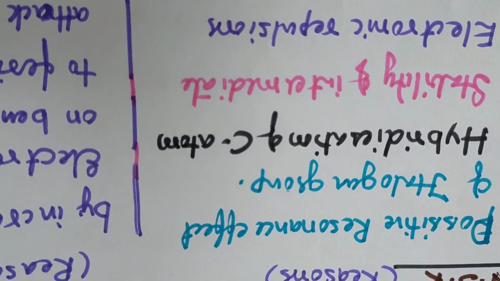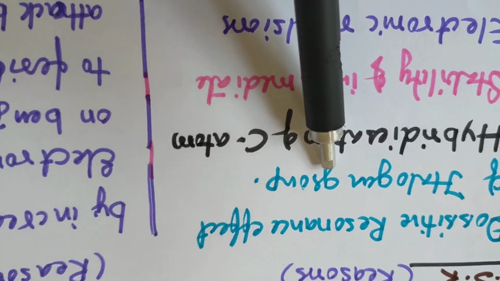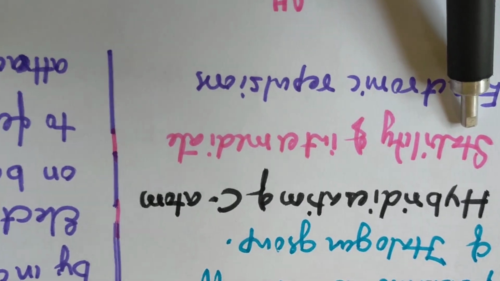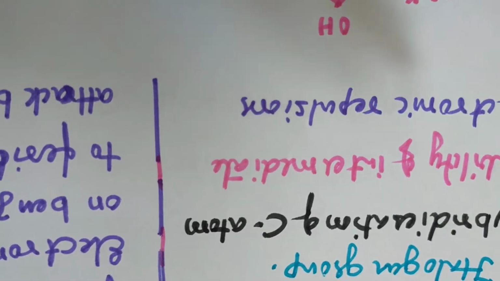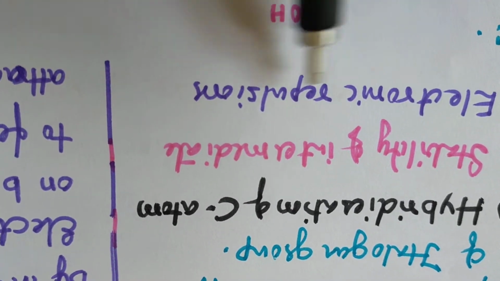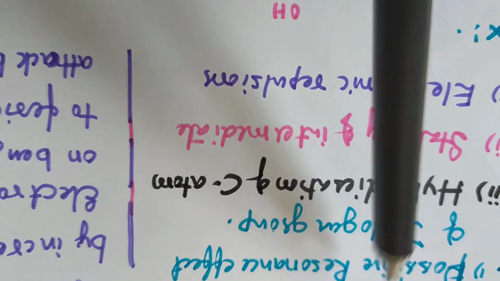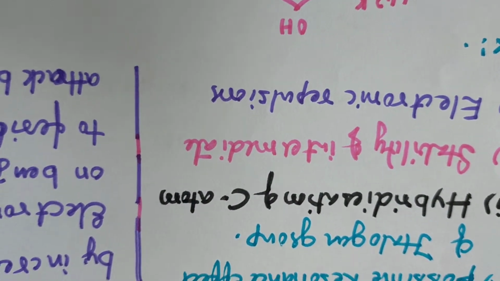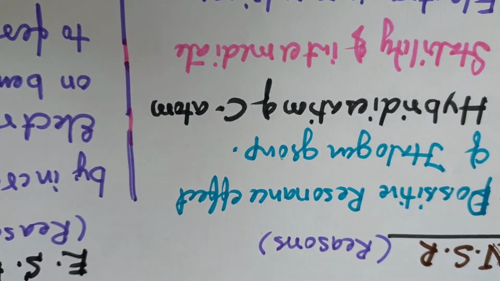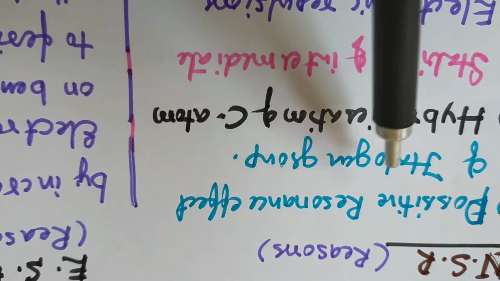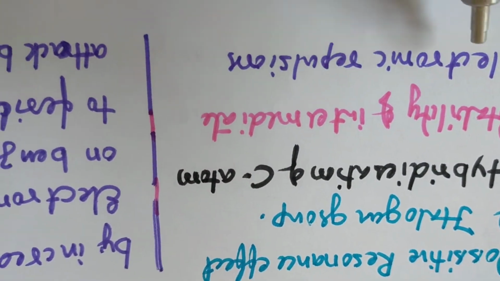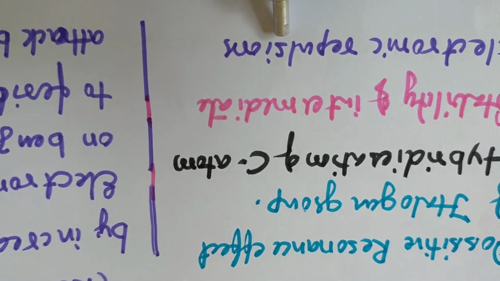The first one is the positive resonance effect of the halogen group, the second one is hybridization of carbon atom, and the third one is the stability of intermediate compound. Then electronic repulsions. Due to these, haloarenes undergo nucleophilic substitution reactions. Just to remember, the 4 points are: positive resonance effect of halogen atom, hybridization of carbon atom, stability of intermediate compound, and electronic repulsions.